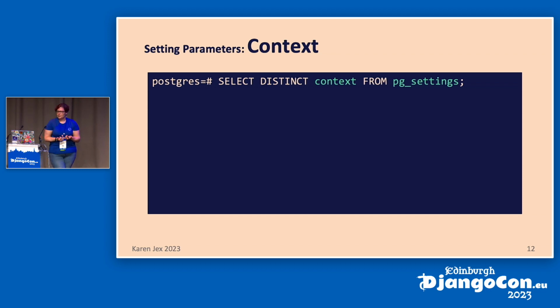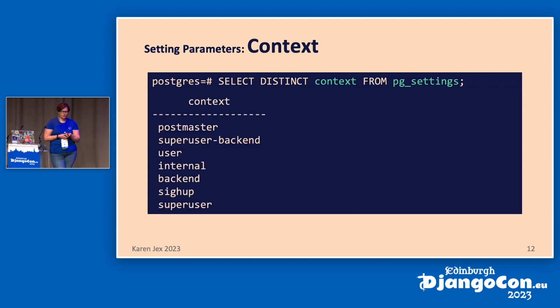Some parameters can be changed online, others need a restart, some can be changed by any user, others can only be changed by a super user. If you look in the PG settings view at the context field, then you'll see which are which. So there are 7 different contexts, and I'll just quickly go through those from the order of the most difficult to change through to the easiest to change.